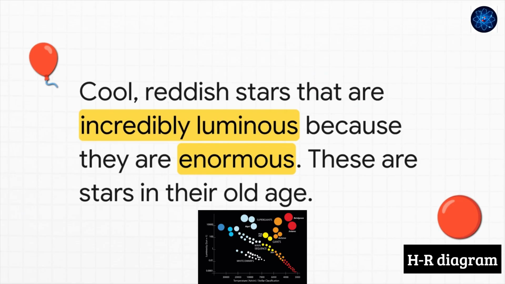Okay, now look up above the main sequence. Up there, you find the giants and the supergiants. Now, these stars are pretty cool temperature-wise, which is why they look reddish, but they are incredibly bright.